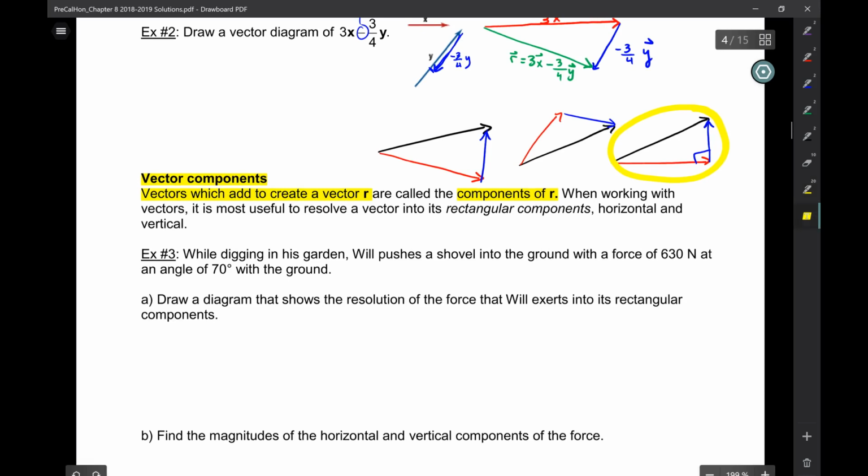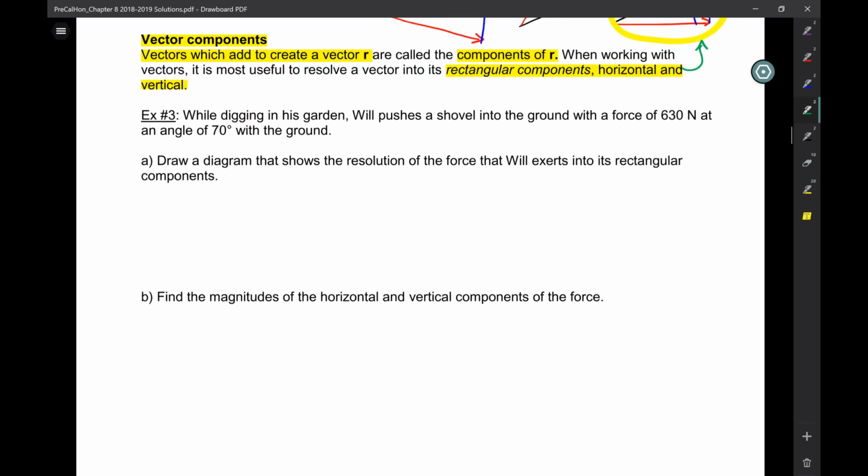So what do we call these? We call these rectangular components, horizontal and vertical. The red is horizontal and the blue is vertical. What's rectangular? Rectangular just means that it's horizontal and vertical. They're both rectangular, even though one's horizontal and one's vertical. When we say break it down into rectangular components, we mean into horizontal and vertical components.